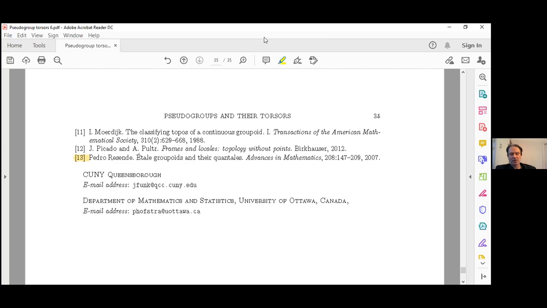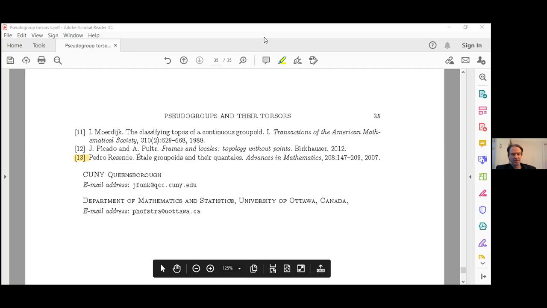All these articles are important in the recent history, and they're important in the way they inform the present article that Peter and I have recently written.